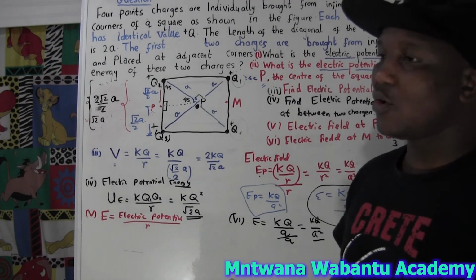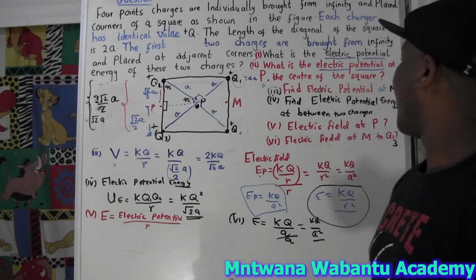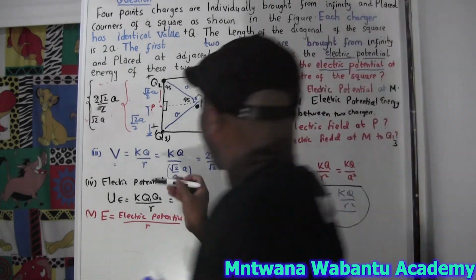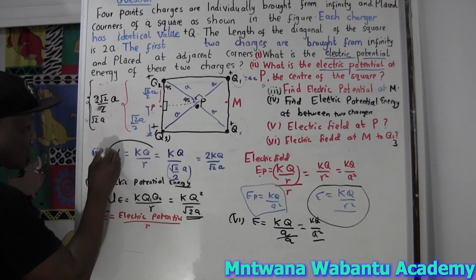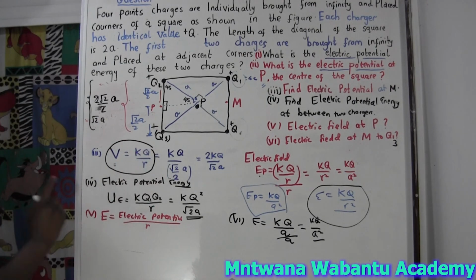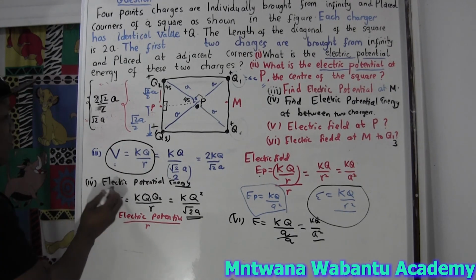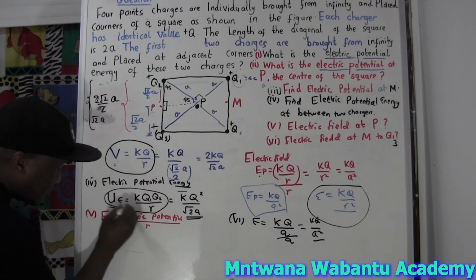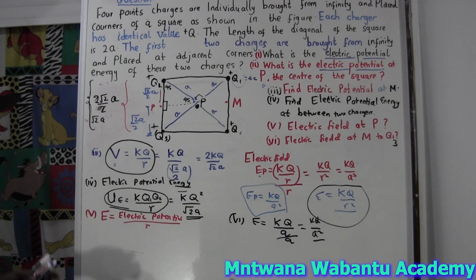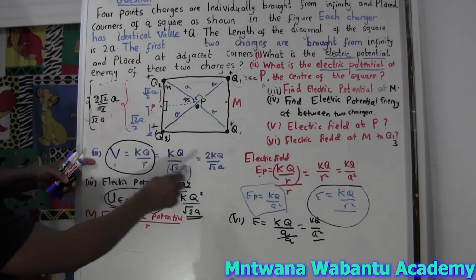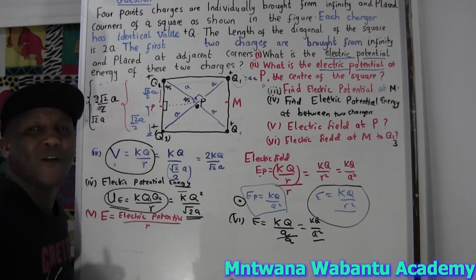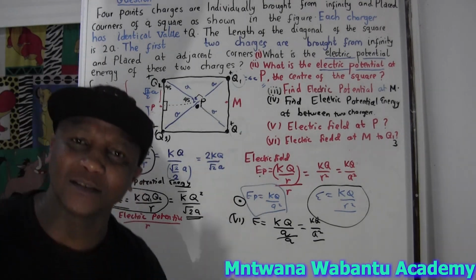You know what I'm saying? So just make sure you remember that. When they say electric potential energy, use that formula. For electric field, take electric potential over radius, which is going to give us the electric field.